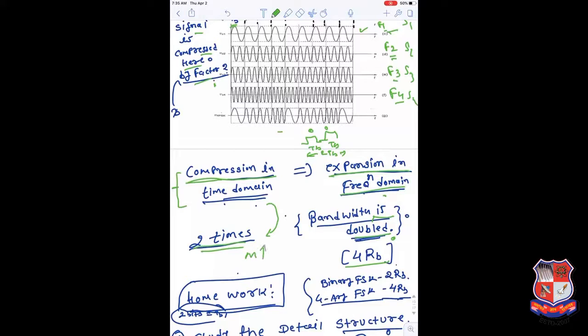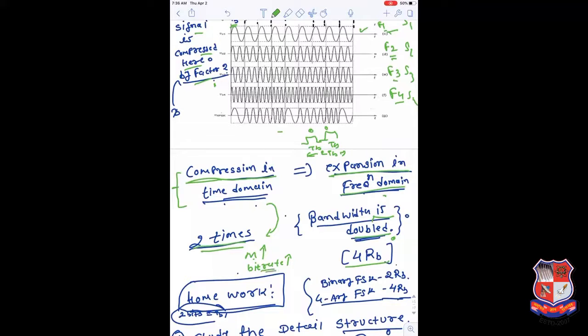If M increases, your bit rate would also increase by the same factor. If you take M equal to 8, we have 3 bits in one symbol, so 3 times more data can be transmitted than binary FSK. If you take M equal to 16, we need 4 bits to represent one symbol, so 4 times the data rate can be achieved.